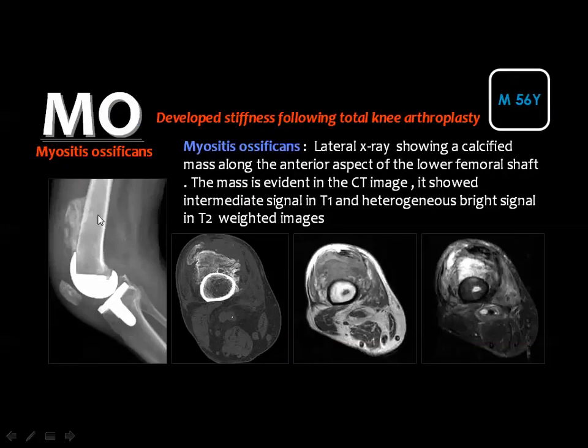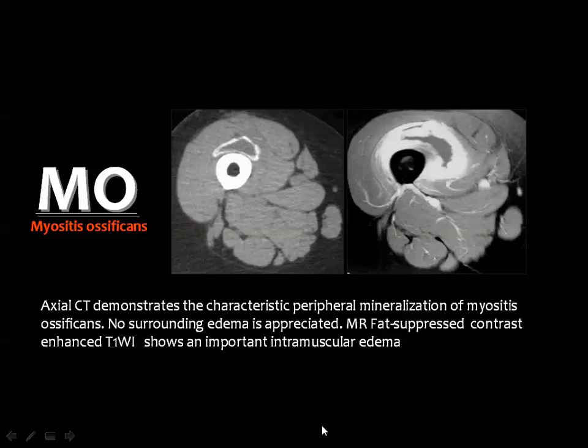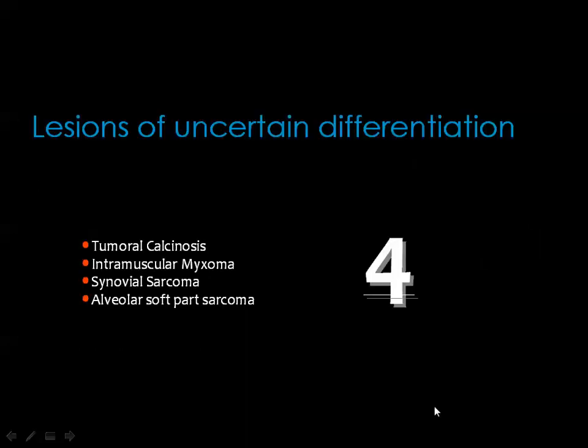Then this is the case I have shown before. You see a bony mass after the total knee replacement. The mass is evident being made of bone in the CT scan, but in the MRI you see low signal in the T1, high signal in the T2, which can be easily mistaken for a neoplasm. And in the CT scan you see peripheral enhancement with central radiolucency, and in this MRI post contrast image you see significant enhancement of the lesion. Then we have four lesions of uncertain differentiation.